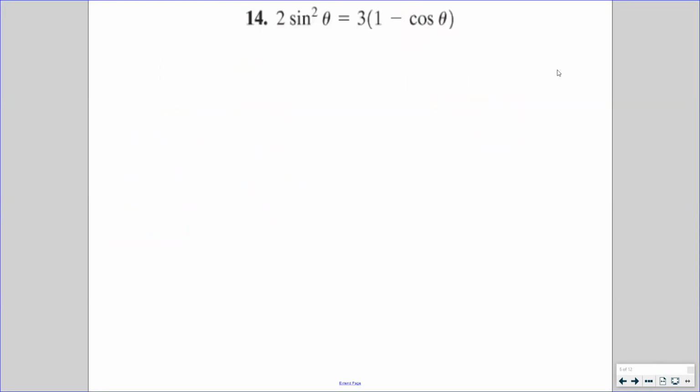All right, stop me if you guys have any questions. We're moving on to number 14 now. So 14 looks like this. Take a second, write it out.